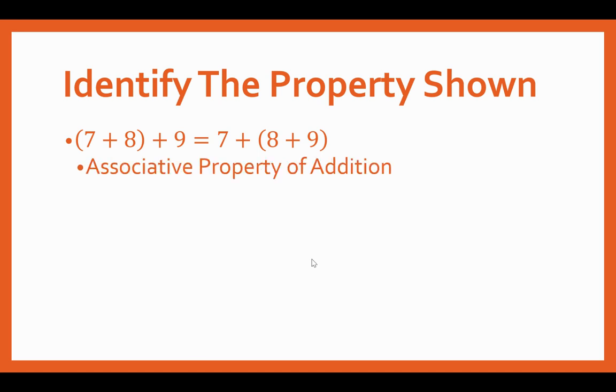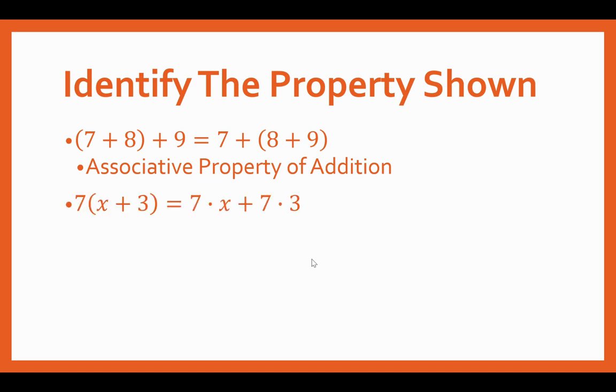Some of your homework is going to be seeking to identify the property that's shown. This example here, I've got the parentheses. Everything is being added together. This is going to be the, pause for dramatic effect, associative property of addition. So on your homework, you'll be writing out these kinds of properties.